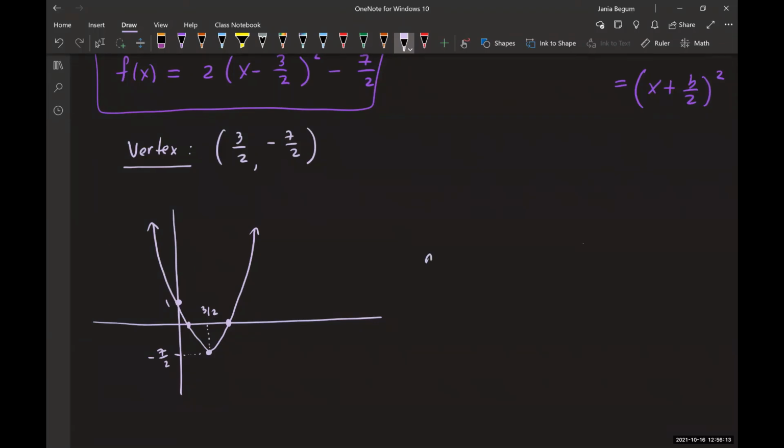So the minimum value is going to be -7/2. And then when does it occur? This occurs at x equals 3/2. And now can we talk about the domain of this function? What's the domain and range of this function? What do you guys think?